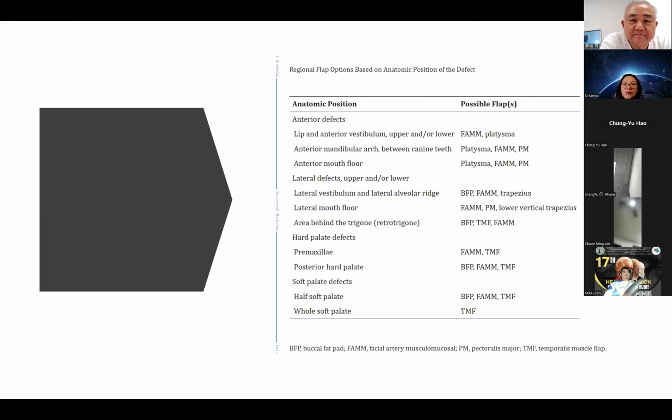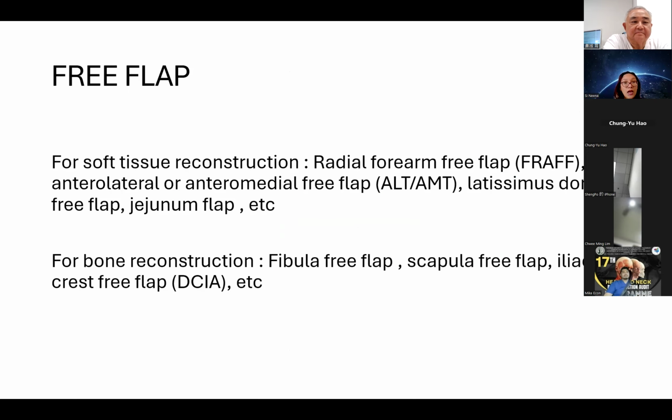And this is just one of the tables showing what kind of regional flap is possible and probably recommended for any type of defect. And then coming to the more complex flaps, which are distant or free flaps. We know that for soft tissue, we have radial forearm, ALT, AMT, LD flap, jejunum flap, and so on. And then for composite reconstruction, where you need to replace the bone, you have fibula, scapula, iliac crest.